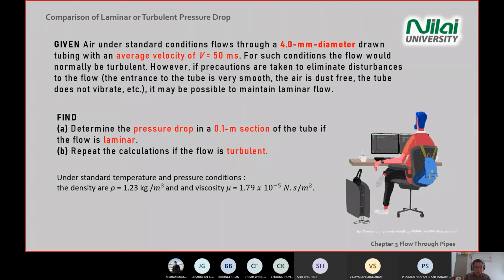Just as a side note, if you see the standard condition, it means that the density of air is 1.23 kilogram per meter cube, and the viscosity is 1.79. This is the standard value when your air is under standard condition, which means at 15 degrees C.